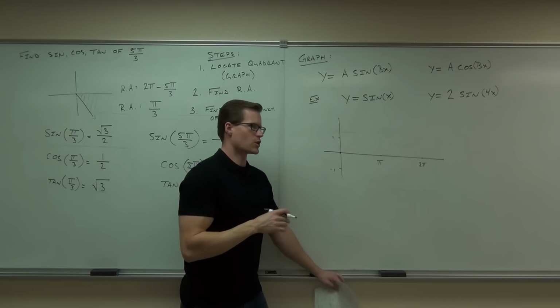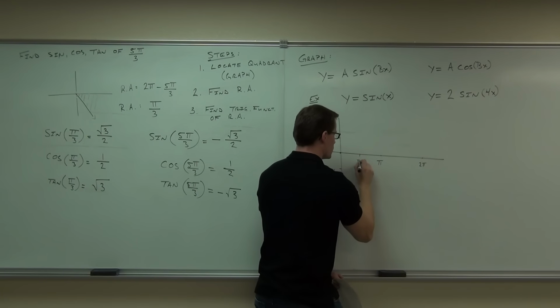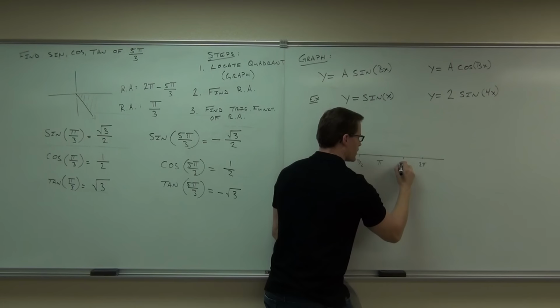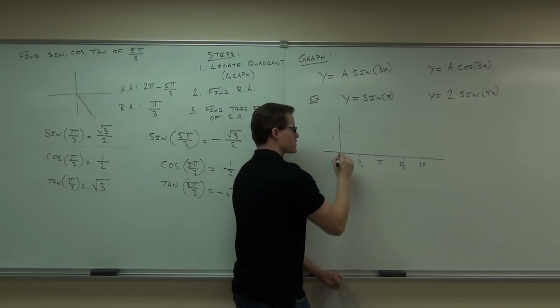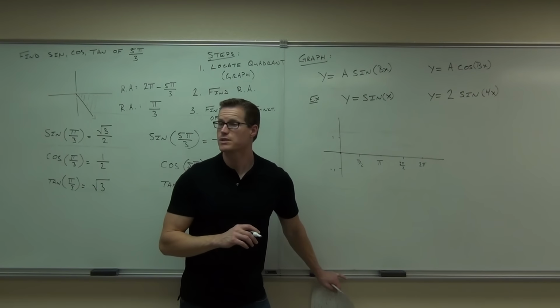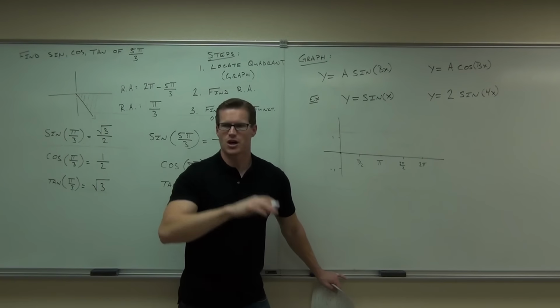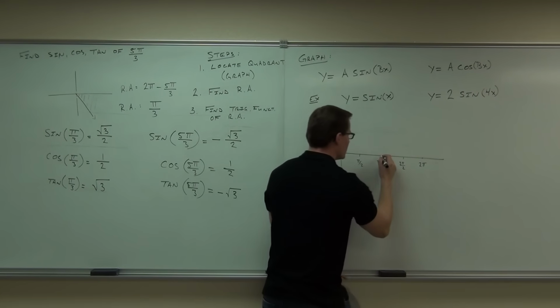That means something important is also going to happen at pi. That means something important is probably going to happen at pi over 2. And something important is probably going to happen at 3 pi over 2. Tell me, if sine starts at 0, what's sine of pi? Go refresh your memory on that. Everyone should just be nailing that. What's sine of pi? Yeah, it's 0.